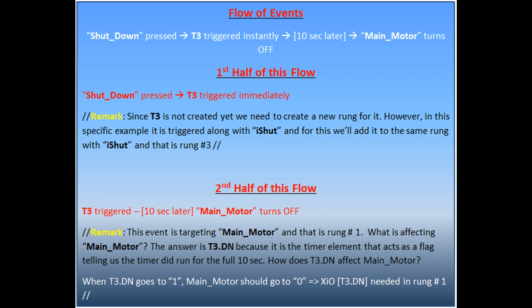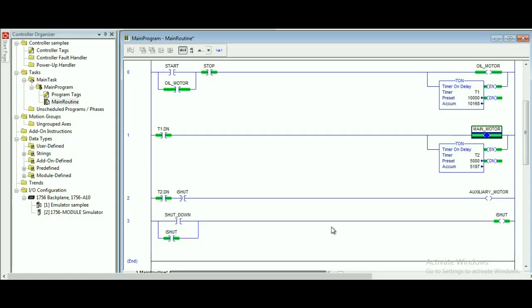Okay, so only by getting this flow of events will help us identify which rungs we need to modify, also which instructions we need to insert in each one of these rungs. So let's start with the first flow of events. Shutdown is pressed, a timer T3 needs to be triggered. So far we have only used T1 and T2, so it makes sense to go with T3 in the upcoming timer right now. Now there is no T3 yet.